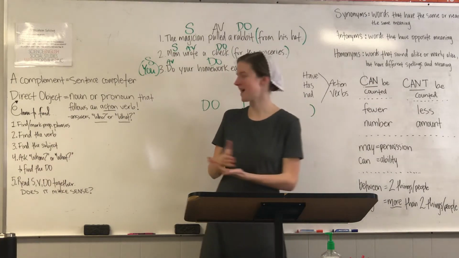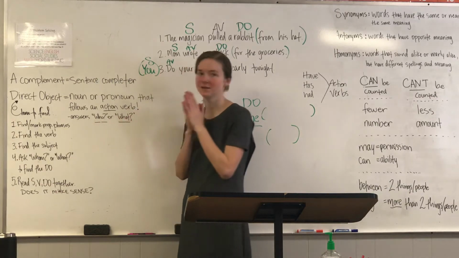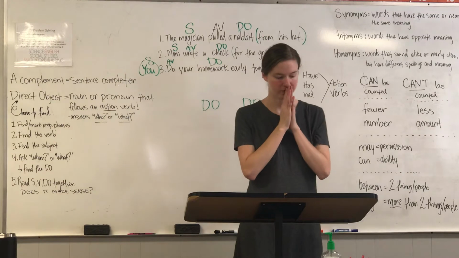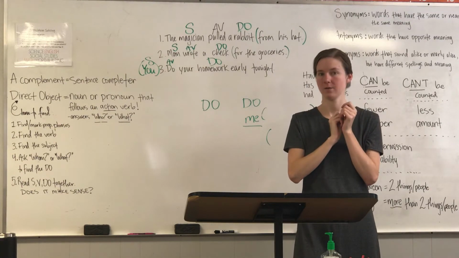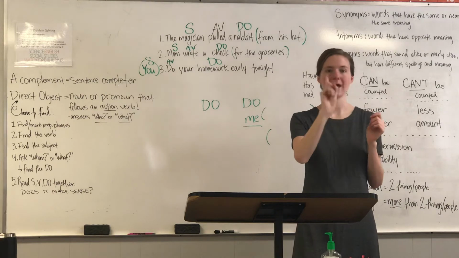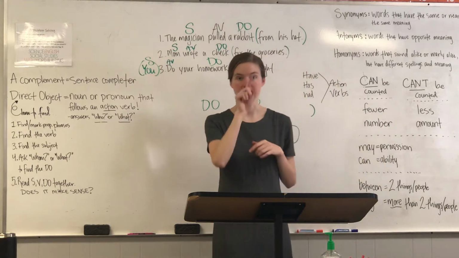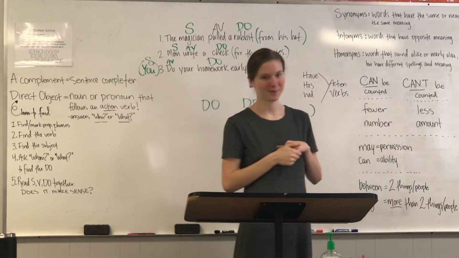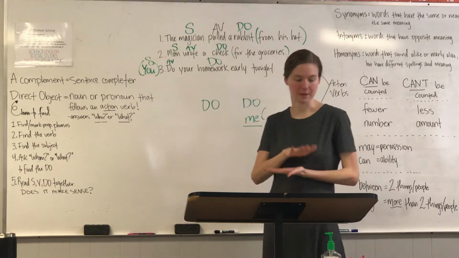Now to find your direct object, answer questions. Who or what? She invited who? You and I or me. It would be you and me. Underline me. Mark both you and me with DO on top. It has to be me. It cannot be I.